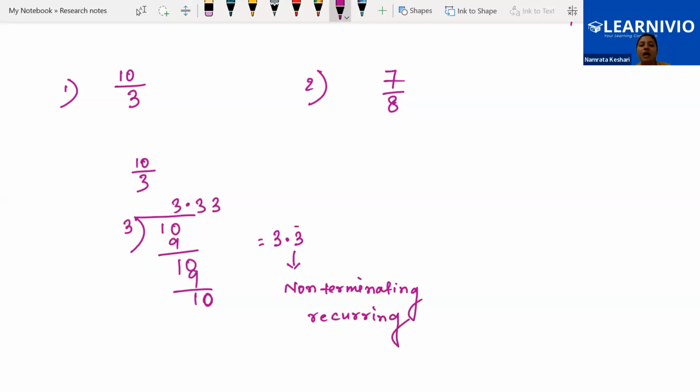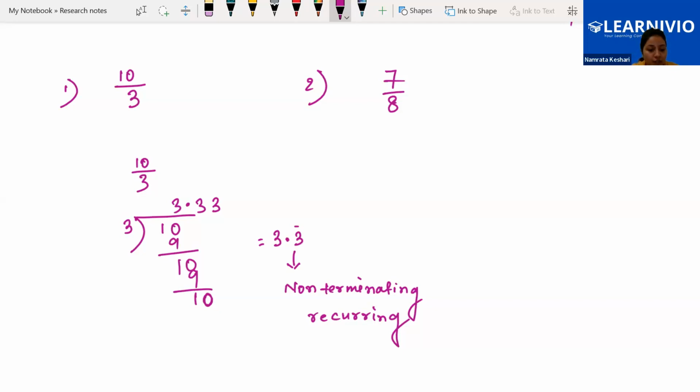Okay, so this is how we have to do the division and then identify the given rational number, because it is in the form p by q, it's a rational number. What will be the decimal expansion of that? We got the decimal expansion 3.3333. After that, we identify whether it is a terminating or non-terminating decimal. If it is non-terminating, whether it is recurring or non-recurring. This is how we have to identify it.